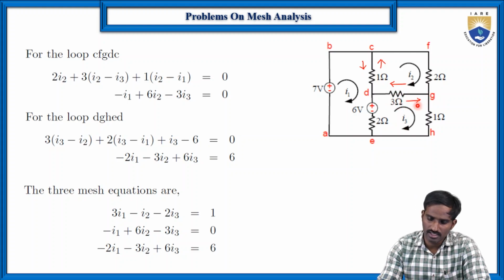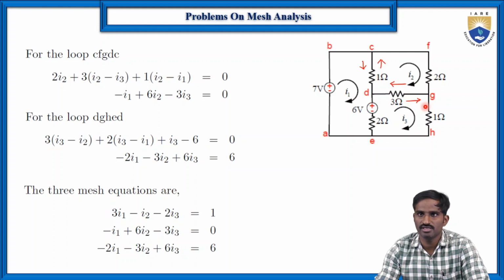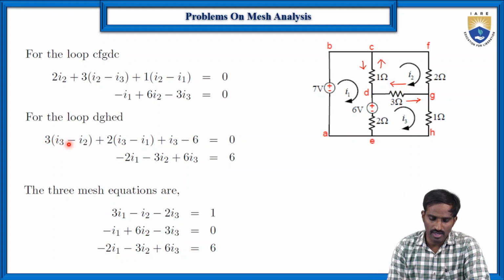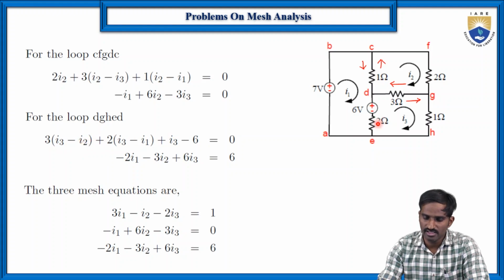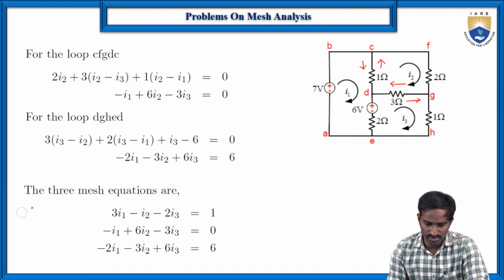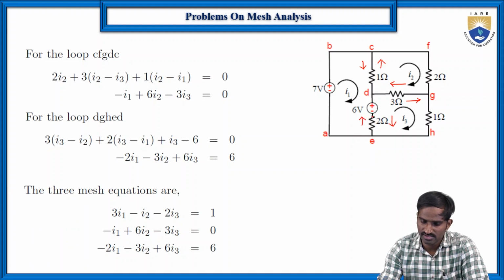So here the current flowing through this 3 ohms resistor, as you can see, I3 is flowing in this direction and I2 is flowing opposite to the I3 direction. So that's why here 3 into I3 minus I2 plus again here 2 is there. So in the 2 ohms resistor also the currents are in opposite direction, because here I2 is in this direction, I3 is in this direction and I1 is in this direction.